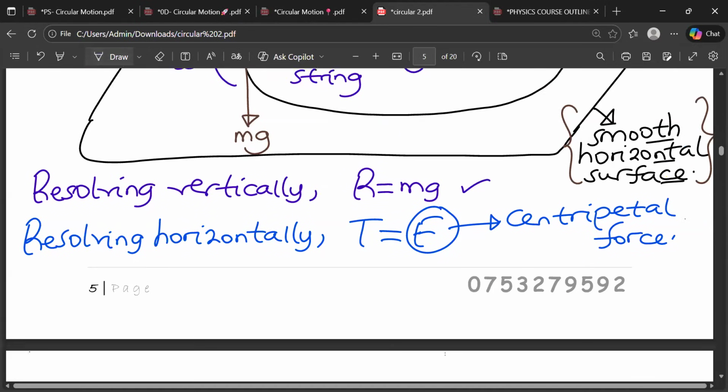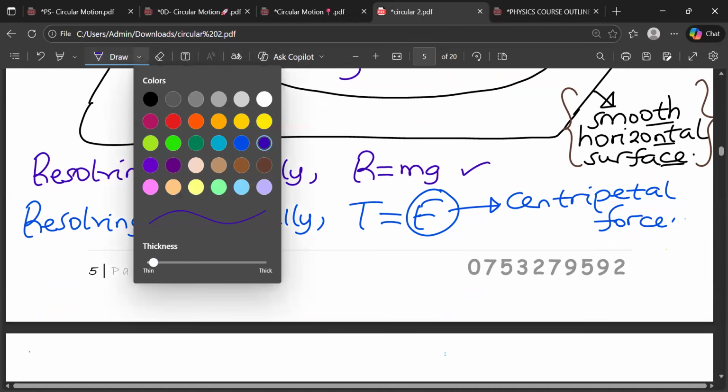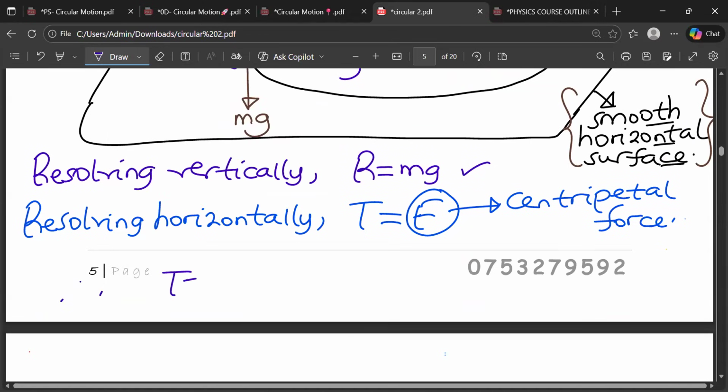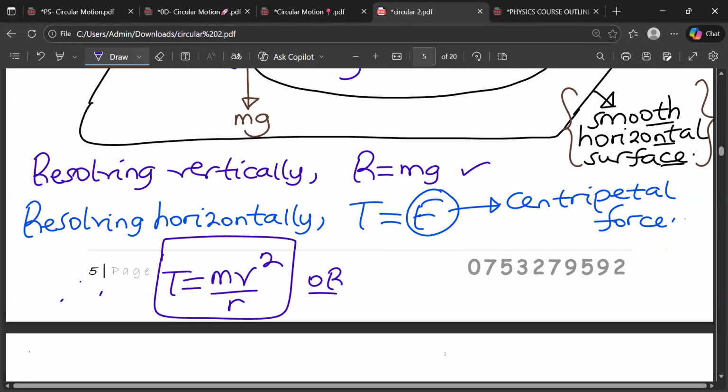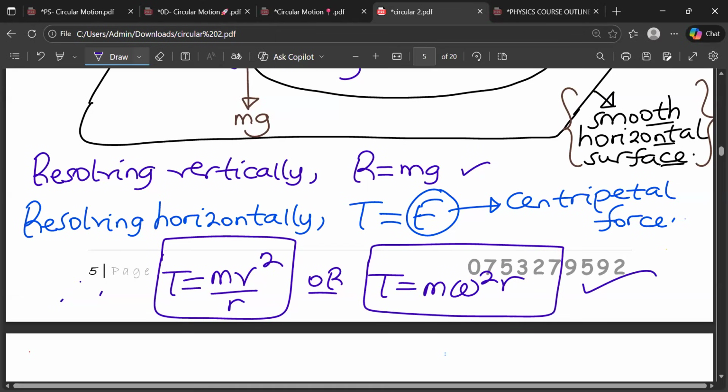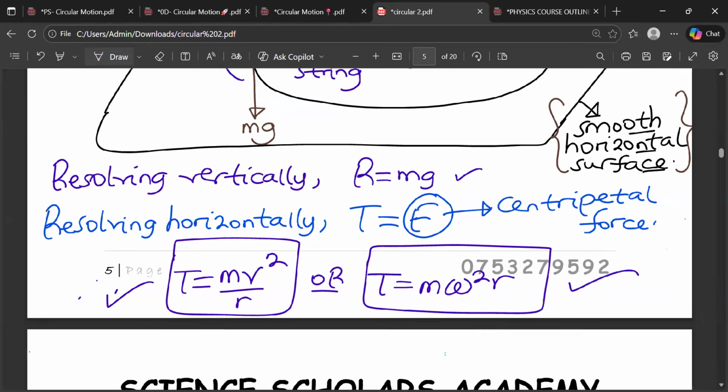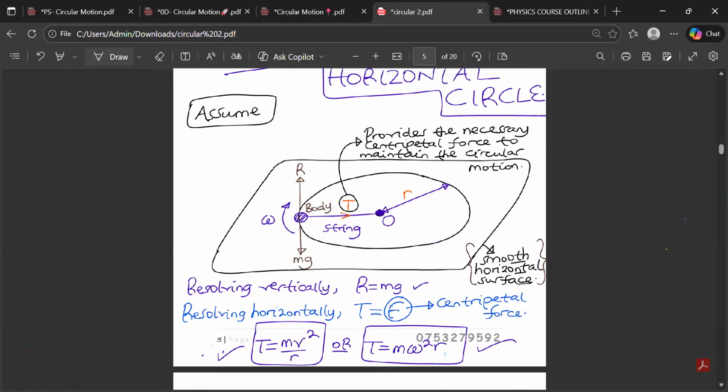So you know the formula of centripetal force. So we shall just come here and say, therefore, our tension will be M V squared over R. Of course, the body that is moving has a mass. Or you can take M omega squared R like that. And you're done. So all calculations we are going to be doing are going to be rotating around there.